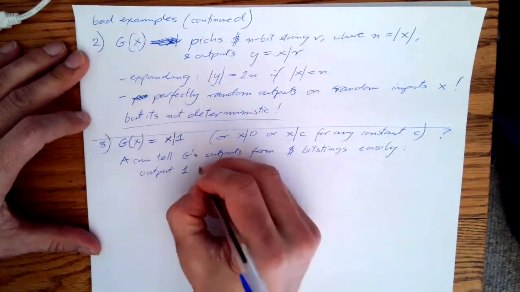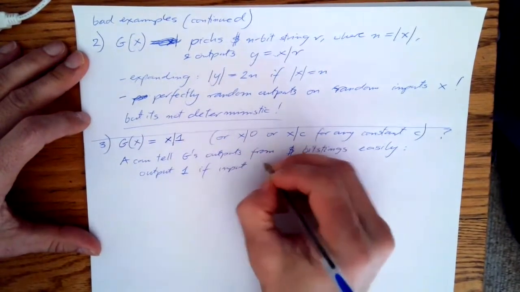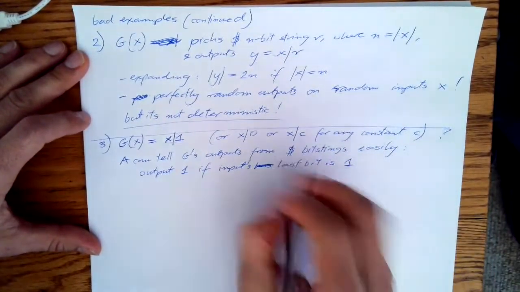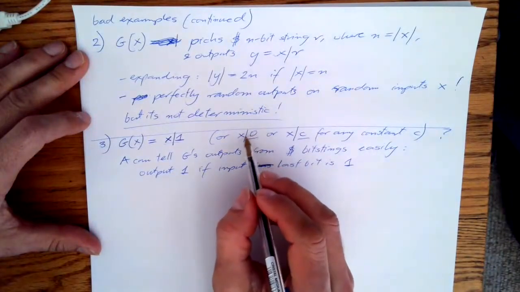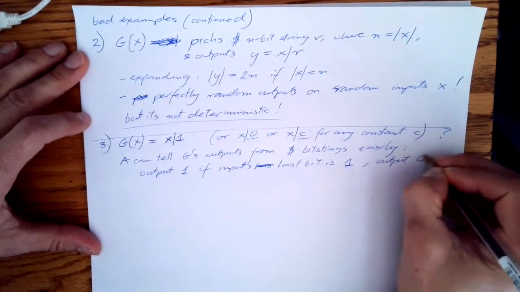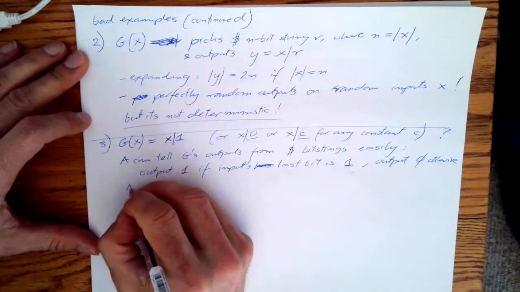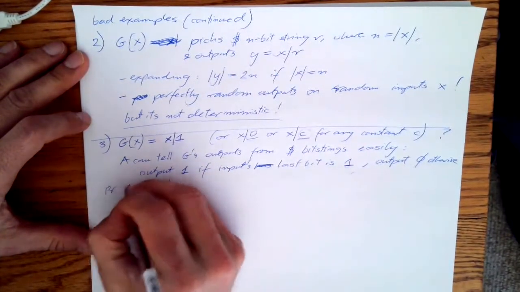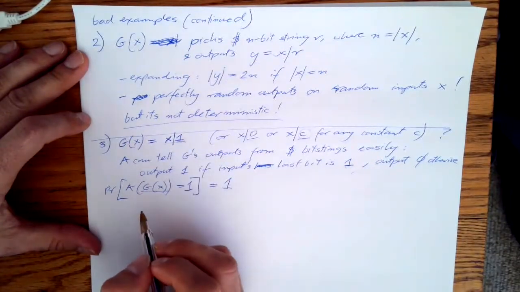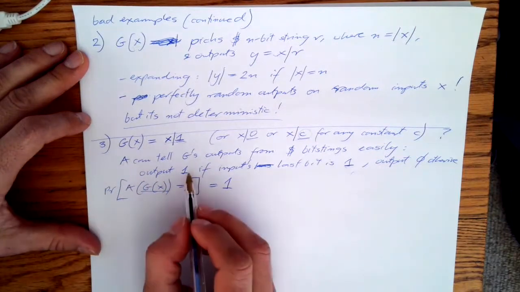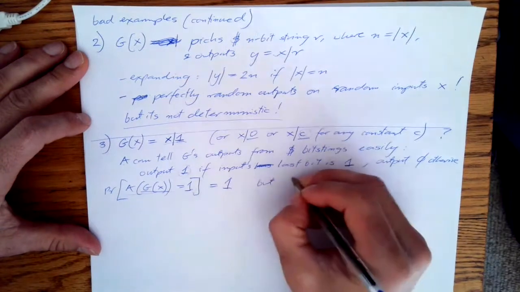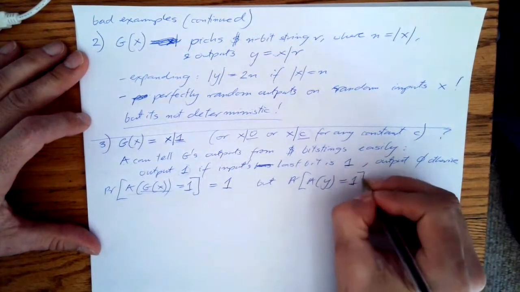Output 1 if the input's last bit is 1, right? And it works for all those cases. If the input ends with this or it would end with that, I would just output 1, output 0 otherwise. A on G of x, the probability that it outputs 1 is 1, because G of x always has 1 as its last bit. So if A, given an input, just tests for this property, it will always recognize outputs of G. But what is the probability that A on a random string outputs 1?